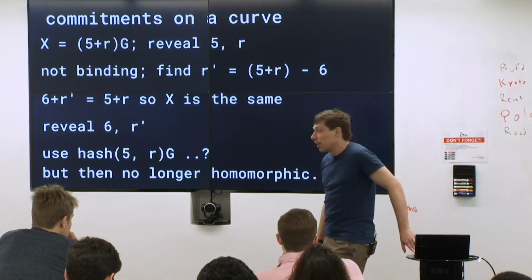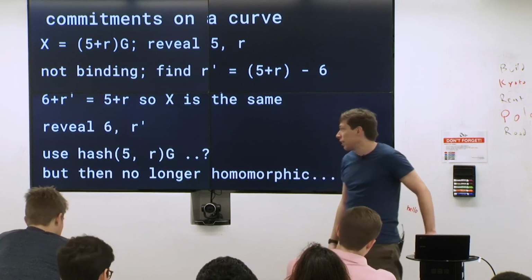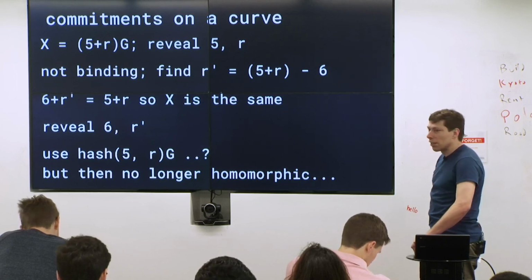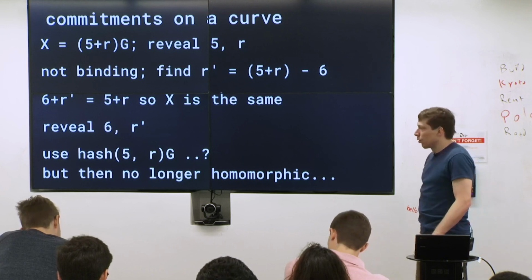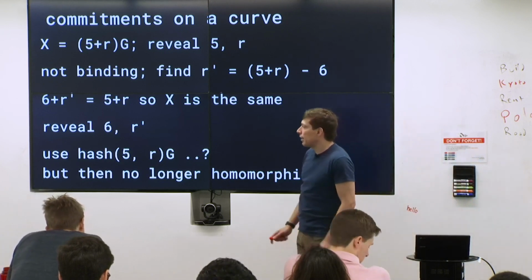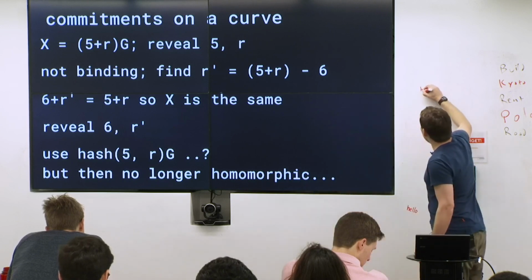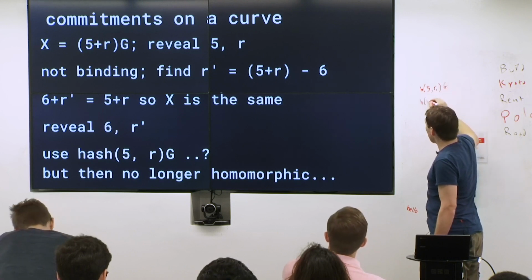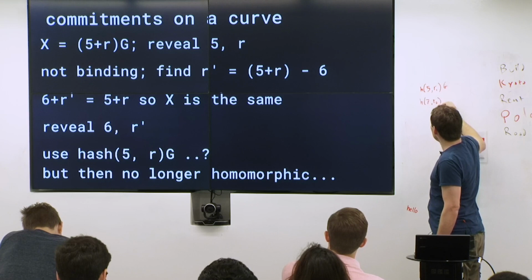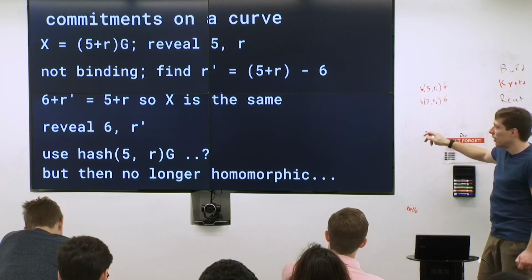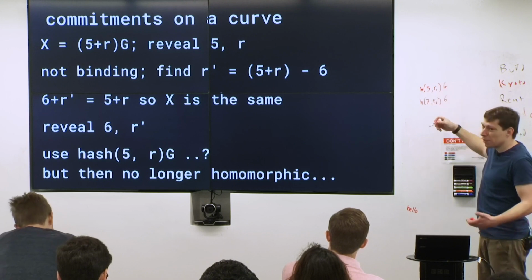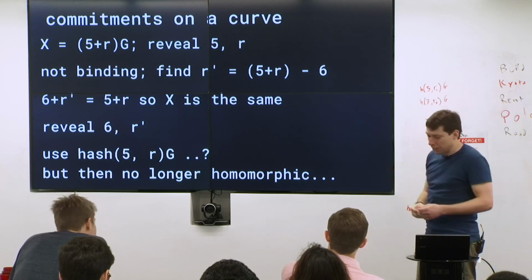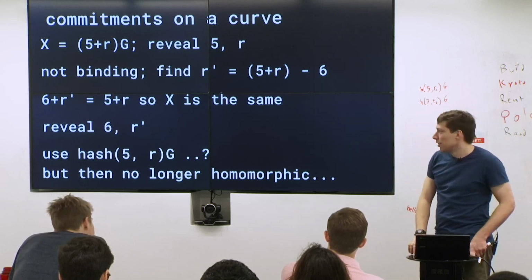So how about this? I'll hash 5 and concatenate r, and then multiply that hashed output by g? Maybe, but then it's no longer homomorphic, right? Then I can't add. So if I have the hash of 5 and r1 times g, and the hash of 7 and r2 times g, I can't add these anymore and have the 5 and 7 add up to 12, because now it's a hash. I've just got these hashes adding, and you don't really get any meaning there. So that doesn't work either. So we're stuck.